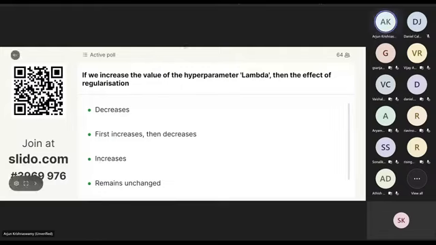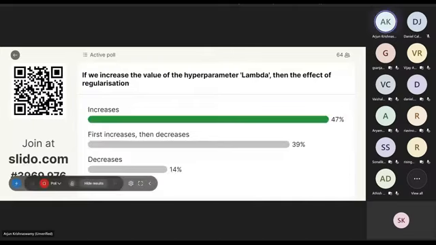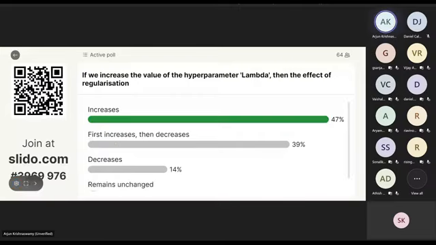I don't see any increase in number of people answering, so I'll just share the results. So yeah, that's correct. If you increase the value of hyperparameter lambda, the effect increases. So yeah, it's pretty simple. It's exactly what I explained in the slides. If we increase the hyperparameter lambda, the weights would want to become zero. So it increases the effect. That's it. It's pretty simple. So I'll stop this now.